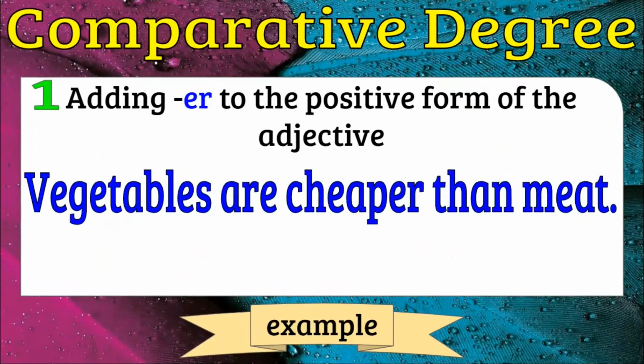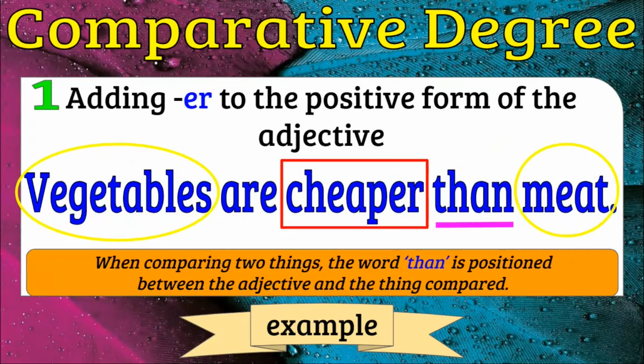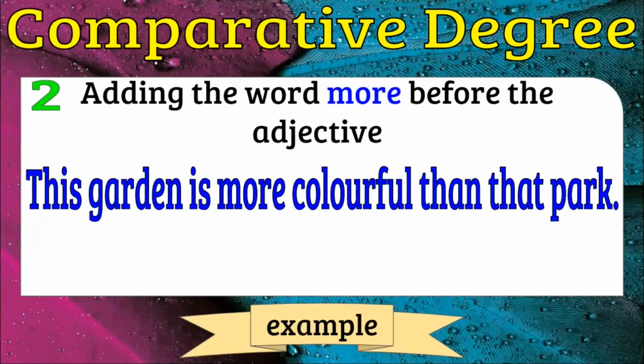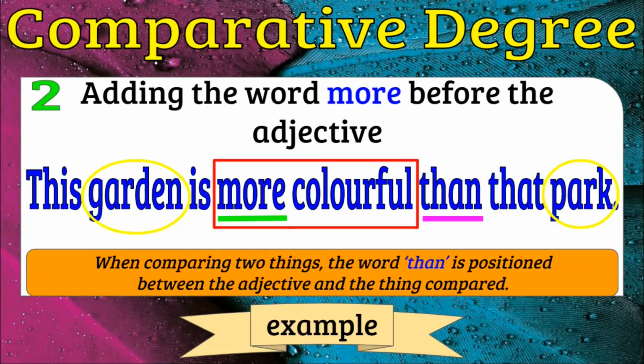Vegetables are cheaper than meat. The adjective is cheaper. It compares vegetables and meat. This garden is more colorful than that park. The adjective is more colorful. It compares the garden and the park. Remember, when comparing two things, the word than is positioned between the adjective and the thing compared.